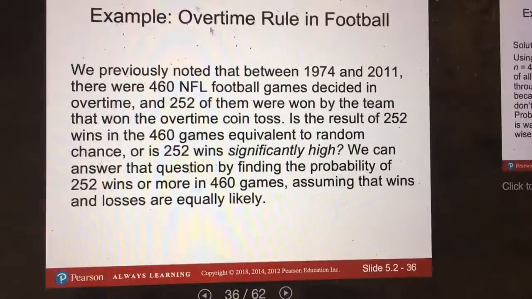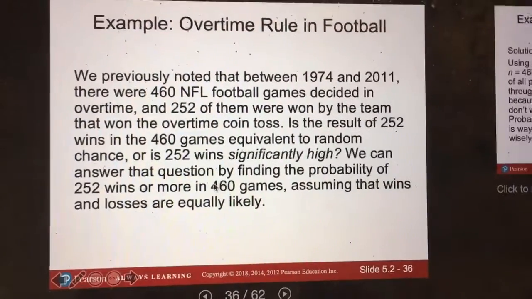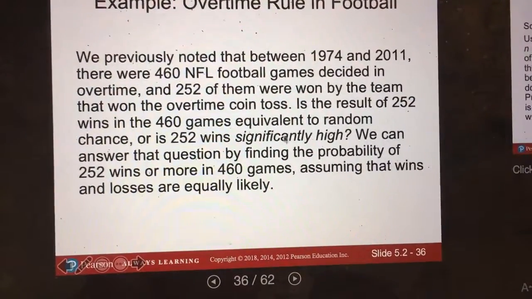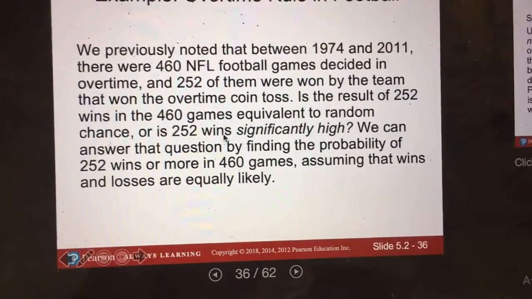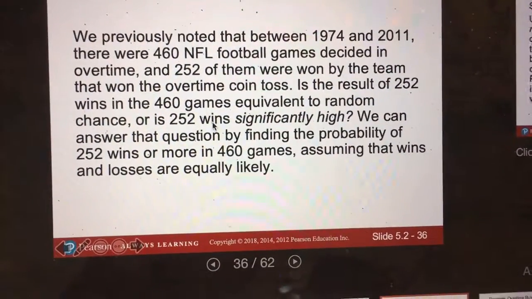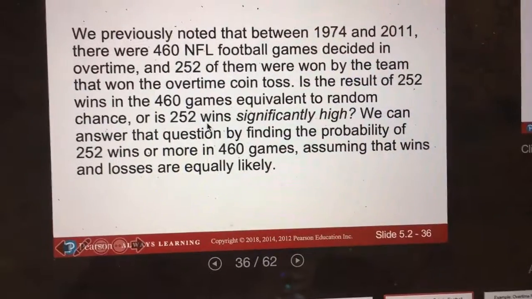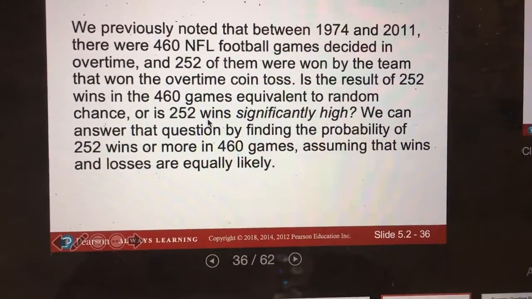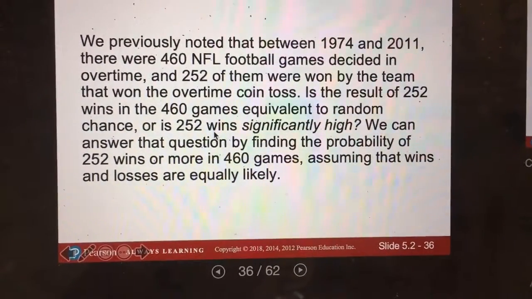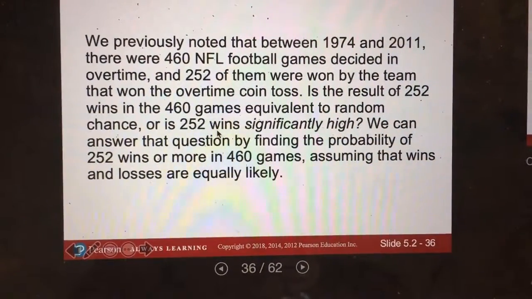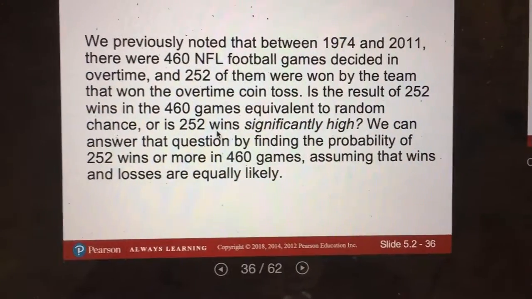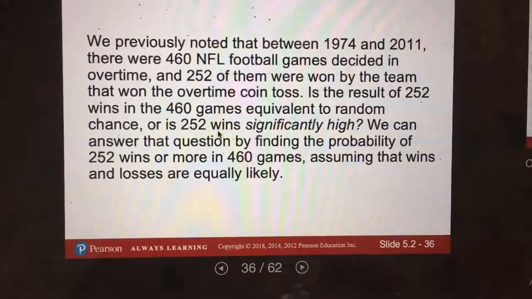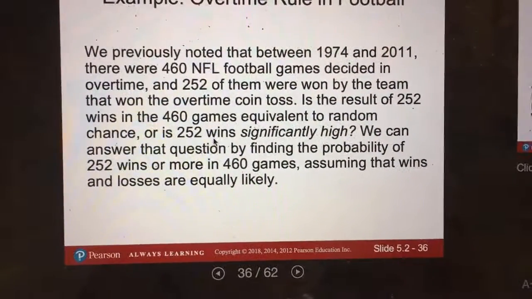Now, this was the one that I made a little mistake on today. It says, what is the probability of 252 or more? Okay, so we're looking at the probability of 252 or more wins. And when I did that on my binomial CDF, I did from 0 to 252. I should have done to 251.